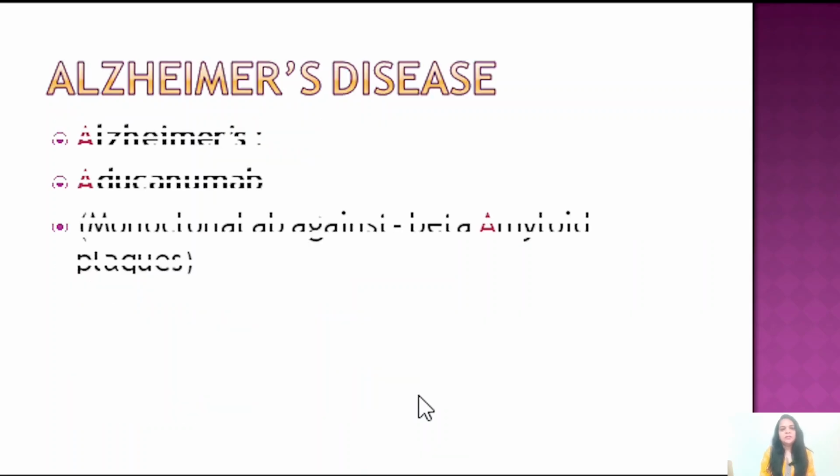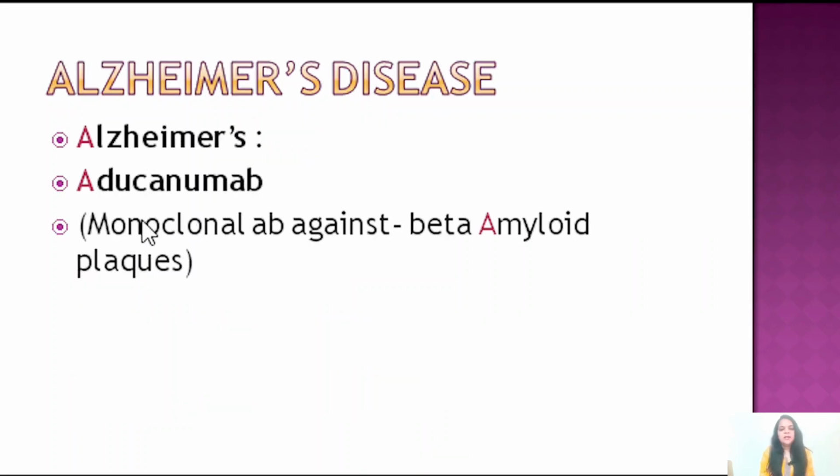Now coming to the drugs for Alzheimer's disease, which include aducanumab. This is a monoclonal antibody against beta amyloid plaques. For Alzheimer's, you can remember A stands for aducanumab, and again A stands for amyloid plaques. So these act against the amyloid plaques.